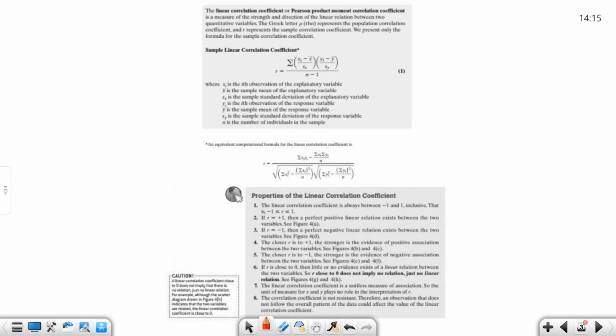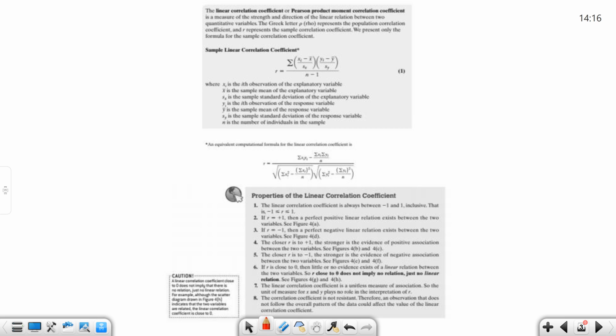The linear correlation coefficient, also known as the Pearson product moment correlation coefficient. Say that real fast 8 times, right? Is a measure of the strength and direction of the linear relation between two quantitative variables. The Greek letter rho, that's like a little lowercase p, represents the population correlation coefficient, and r, the sample correlation coefficient. Again, Greek letter rho for population and regular English letter r for sample.